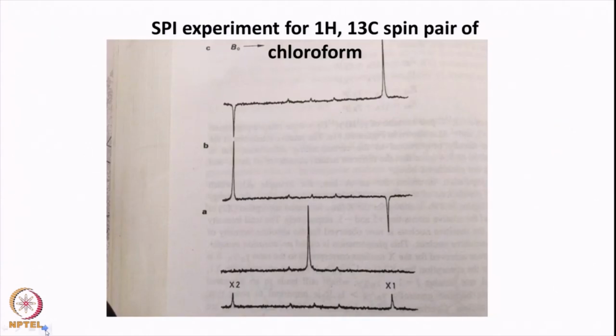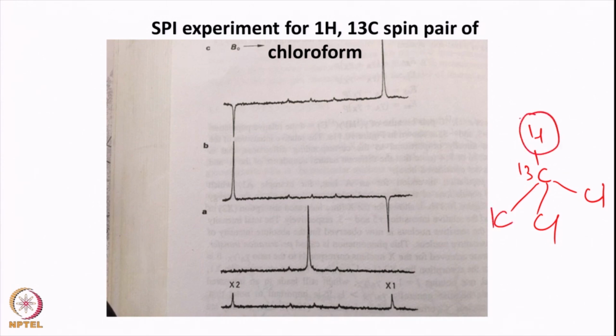Let us take a real example and see how much enhancement we get. Here we are taking chloroform, which is CH 13C, and here we have Cl, Cl and Cl. So, we have a two spin system. Proton is the sensitive nucleus and carbon 13 is the insensitive nucleus. We are recording the spectrum for carbon 13 on any reasonable spectrometer, say 400 megahertz.